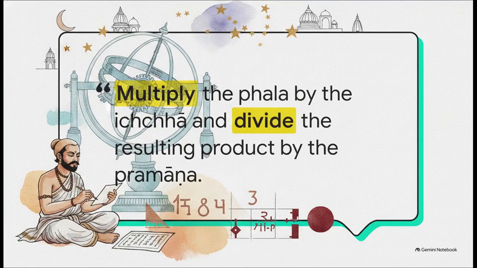But let's step away from that sterile, modern classroom for just a second. Multiply the phala by the icha and divide the resulting product by the pramana. That quote is from Aryabhata. He was one of the absolute greatest mathematicians and astronomers of the classical age of Indian mathematics, writing roughly 1,500 years ago. He was instructing his students on how to solve the exact same proportional problem we just looked at, but as you can tell, his language is vastly different.